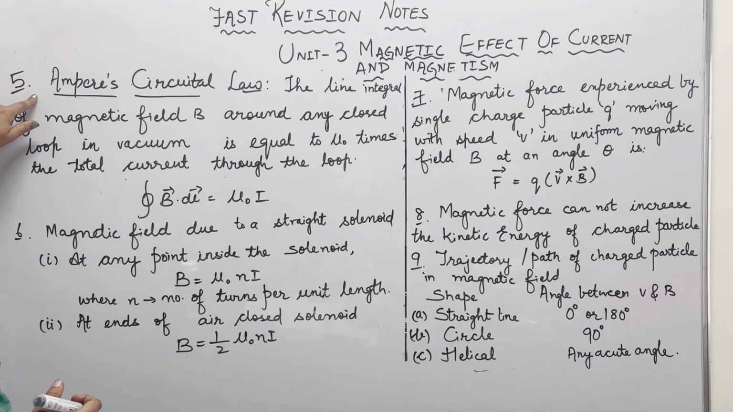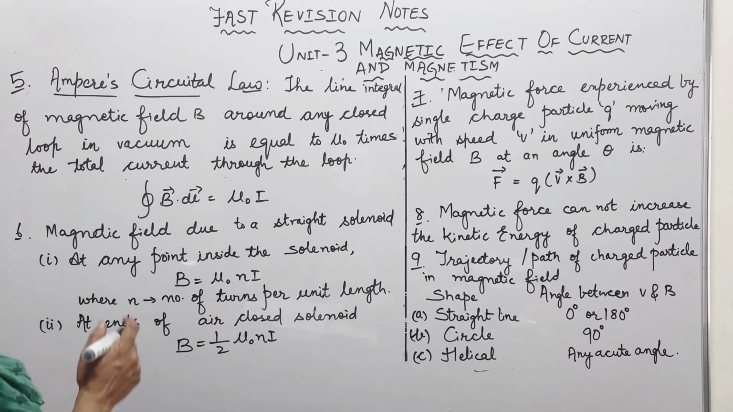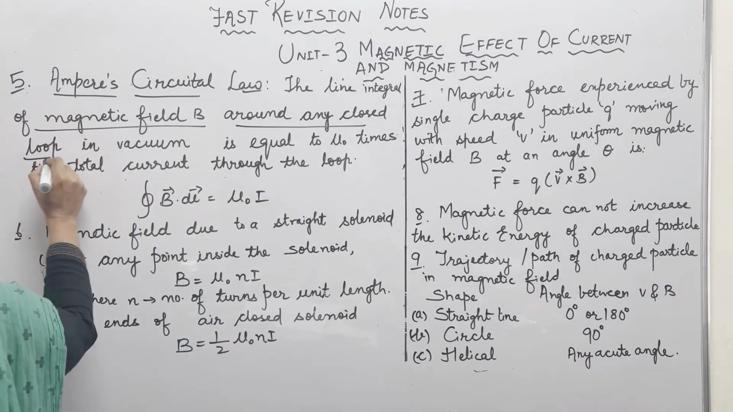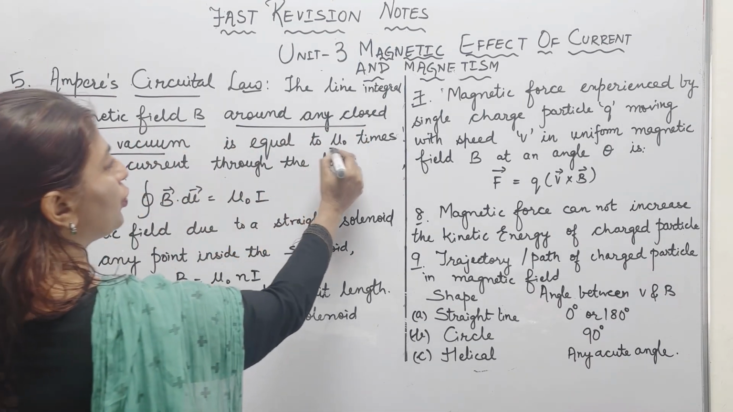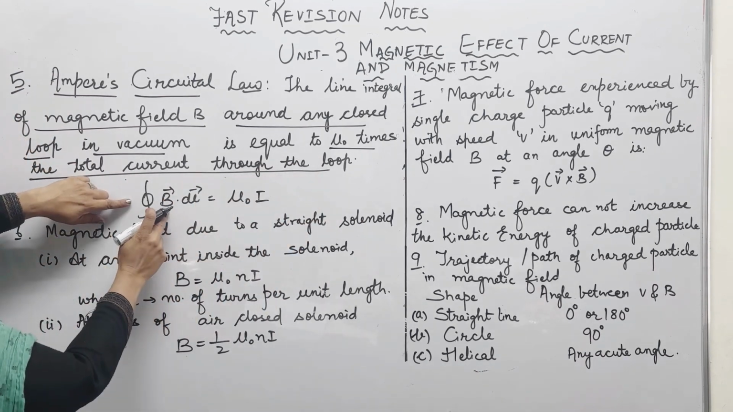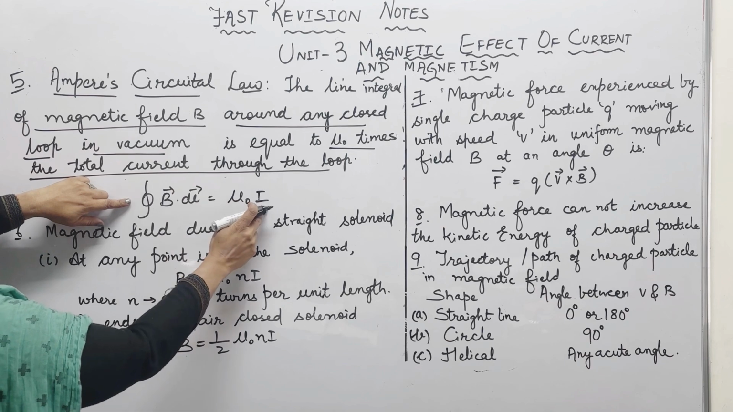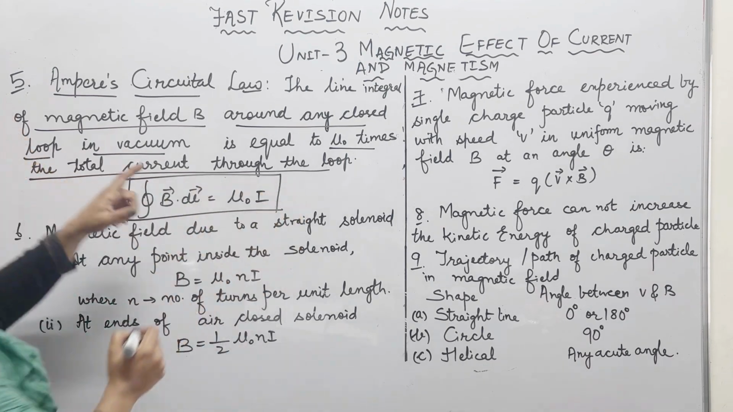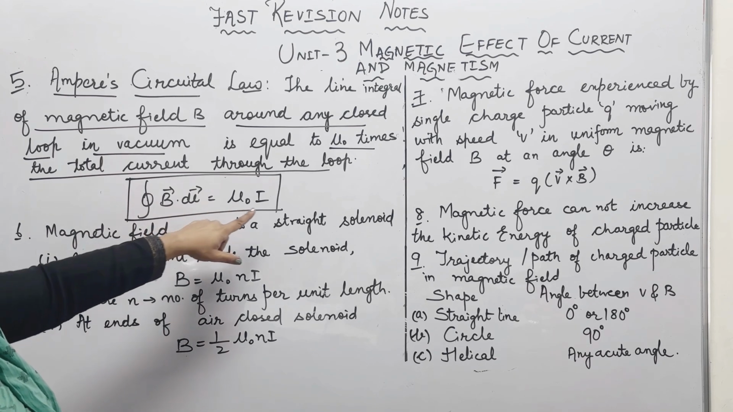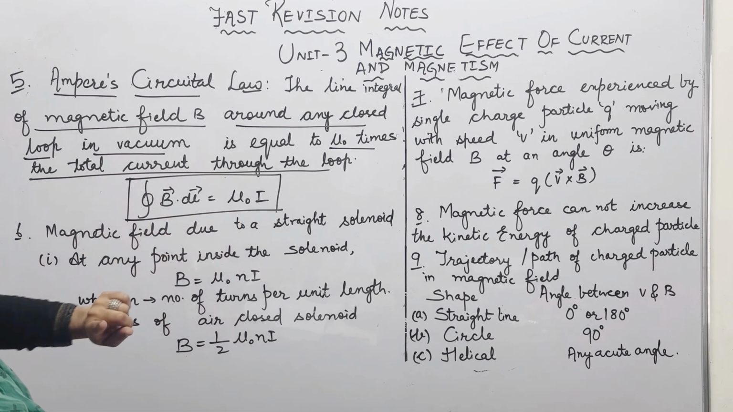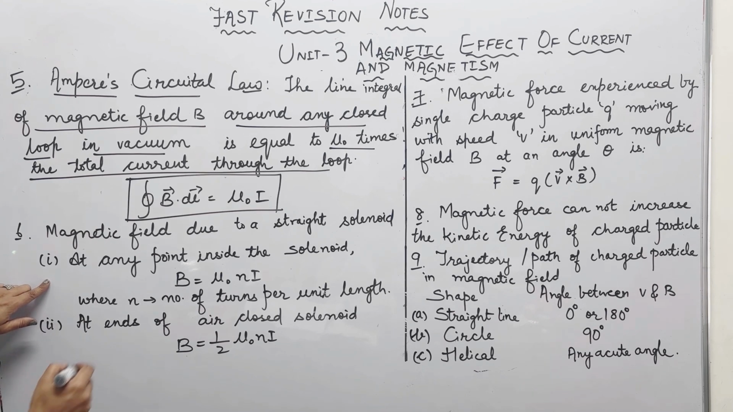Next is Ampere's Circuital law. According to it, the line integral of magnetic field around any closed loop in vacuum is equal to mu naught times the total current through the loop. That is, the line integral of B dot dl is equal to mu naught I. If there are n number of turns, then it will again be multiplied by n, and B dot dl will be mu naught N I.